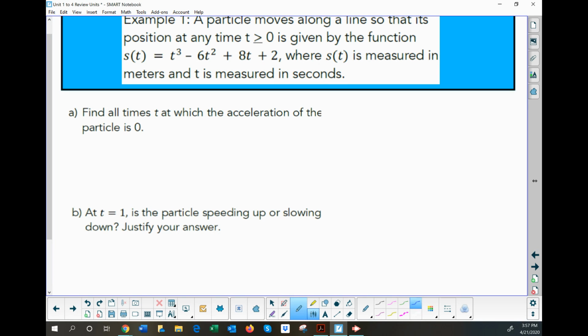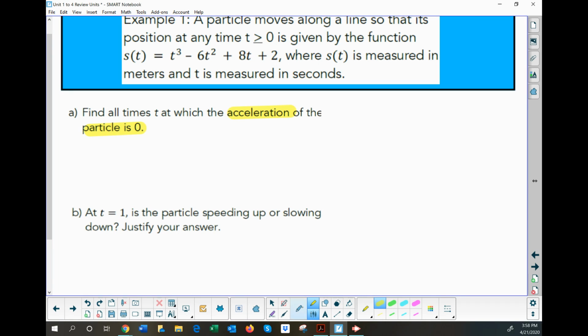Example 1: a particle moves along a line so that its position at any time t greater than or equal to 0 is given by the function s of t. Looks like it's cubic to me. Where s of t is measured in meters and t is measured in seconds. So we're given the position function. Find all the times t at which the acceleration of the particle is 0. As I read that, there were a couple key pieces. I want to find acceleration, and I want to find when that acceleration is 0.